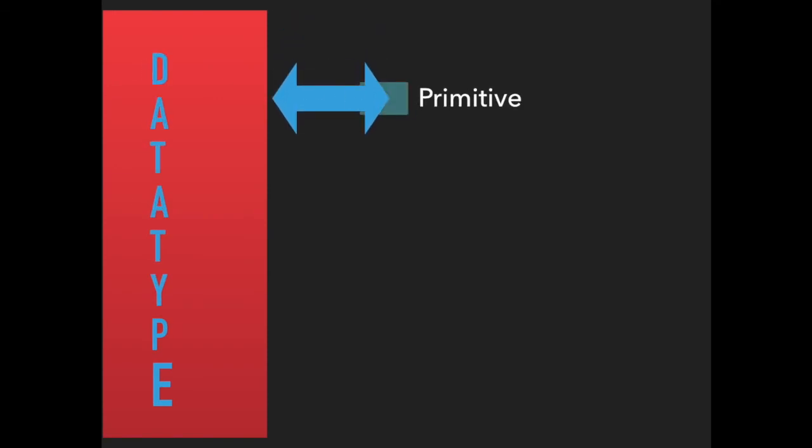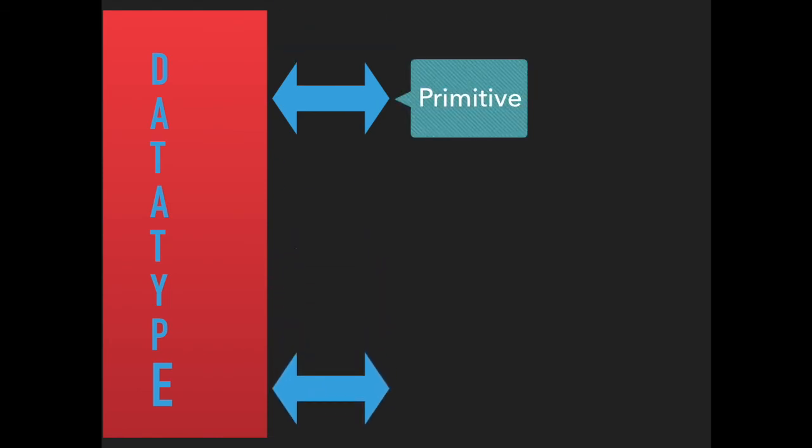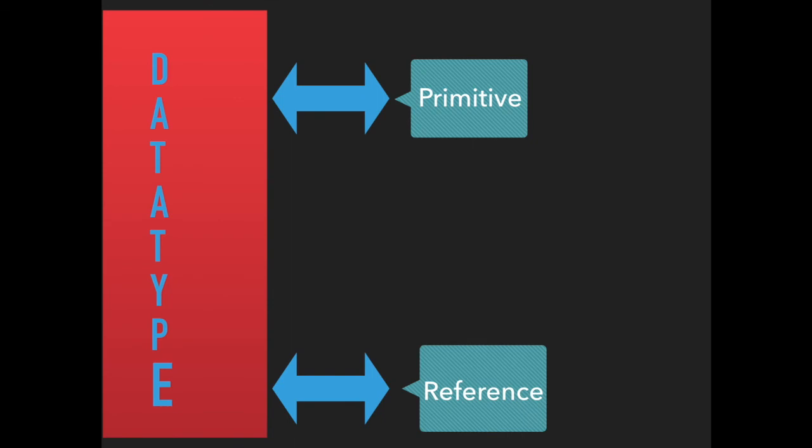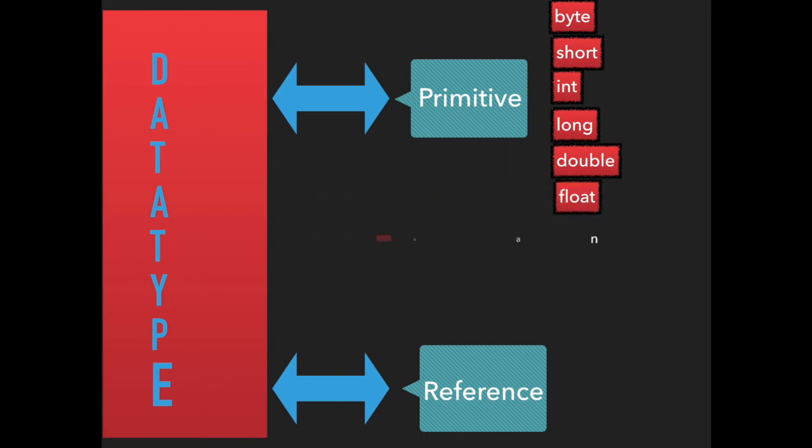So guys, to summarize everything, today we learned about data types in Java. There are actually 2 types of data types in Java. The first one is the primitive type, and the second one is the reference type. Whatever we learned today comes under primitive type. For example, we covered byte, short, int, long, double, float, and Boolean. All these data types come under primitive type.